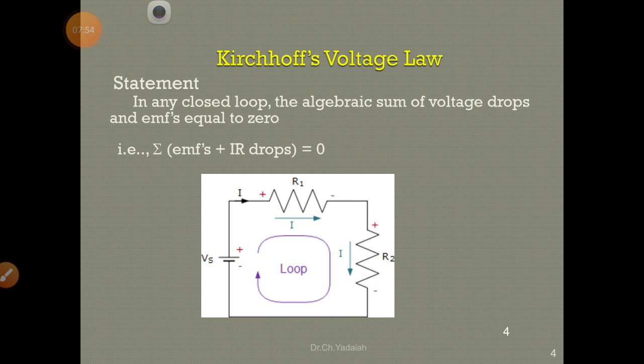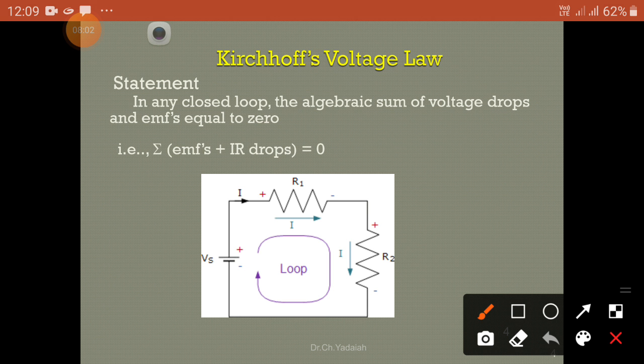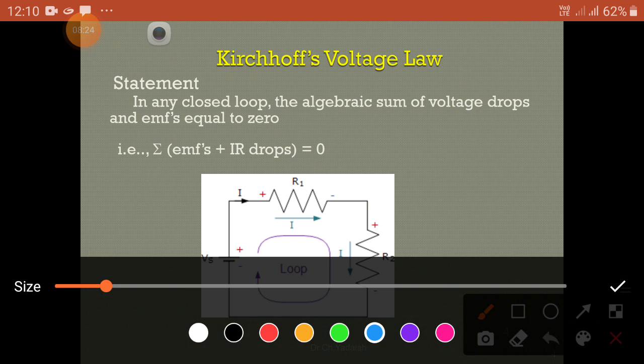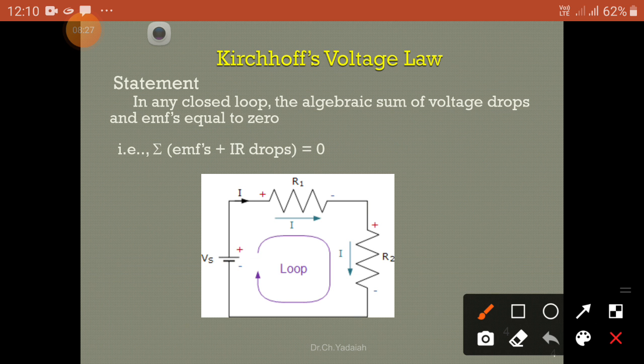Here also the same thing. Algebraic sum of EMFs plus IR drops. You can see this one. So in here the sum of EMFs, your father and mother, drops, your brother, sister and yourself, equal to 0. That is, what is the amount saved in the month? 0. You are not saving. Whatever the amount is coming, that is totally taken out. Okay. Now a similar analysis applies to your house as a closed circuit. This is a closed circuit.